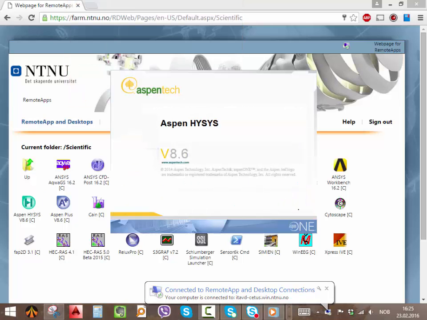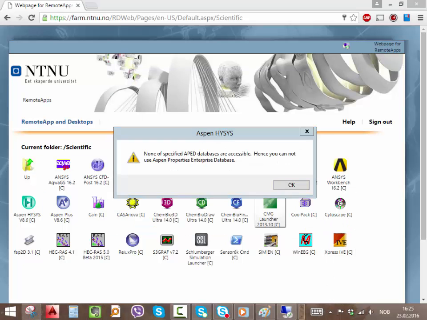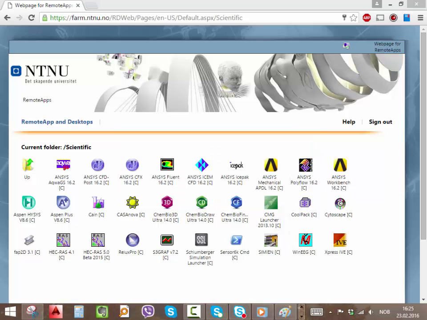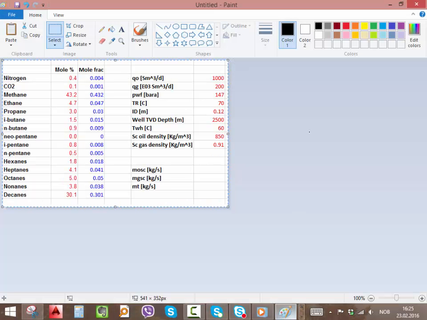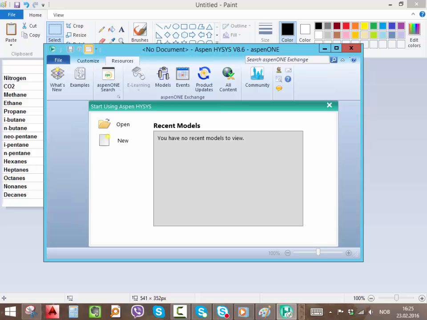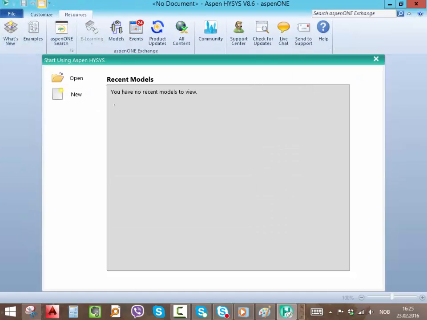Have you used Farm before? You should know it's quite useful. You don't have to install software on your computer. Okay, so this is the interface of Hysys. I'm going to open a new case.